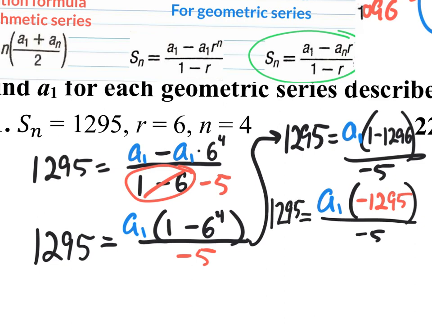Okay, so I need to continue to solve. I need to get a sub 1 by itself on the right side of this equal sign. So I'm going to multiply both sides of this equation by negative 5. That way it'll cancel out. Multiply this also by negative 5.